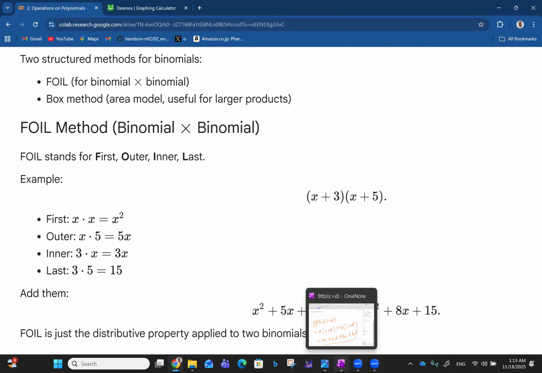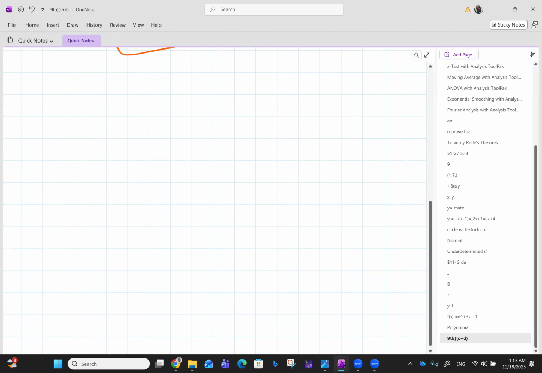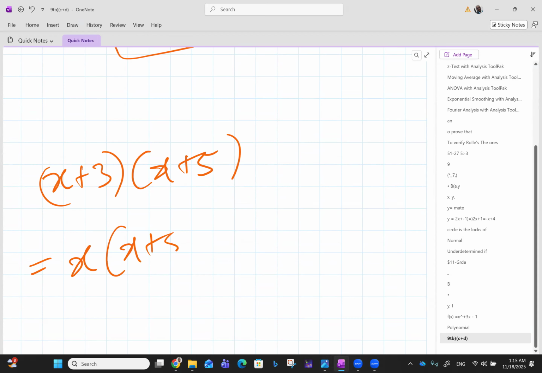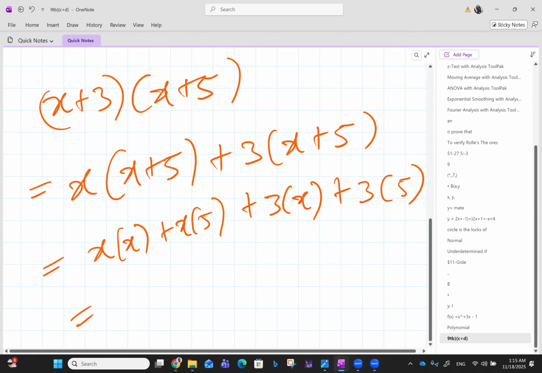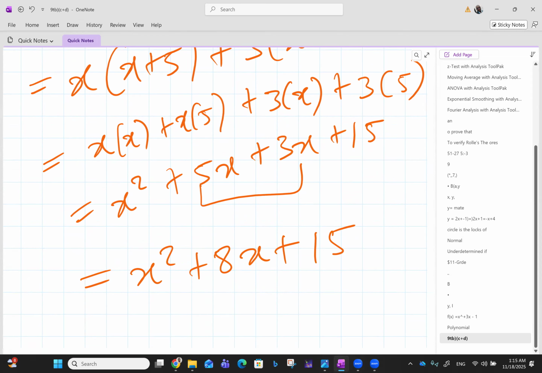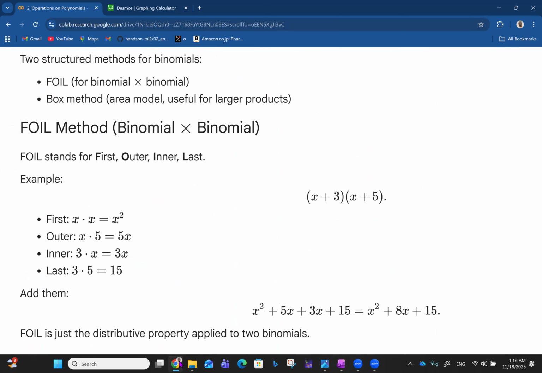So for the sake of clarity, I'll do it again. x plus 3, x plus 5. So you have x plus 3 multiplied by x plus 5. Again, what we are saying is x multiplied by x plus 5, then plus 3 multiplied by x plus 5. That's what is happening there. So we now have x times x plus x into 5 plus 3 times x plus 3 times 5. So that is x squared plus 5x plus 3x plus 15. So we can then have x squared plus 8x, because you can add these two together, plus 15. That's what has just happened over there.